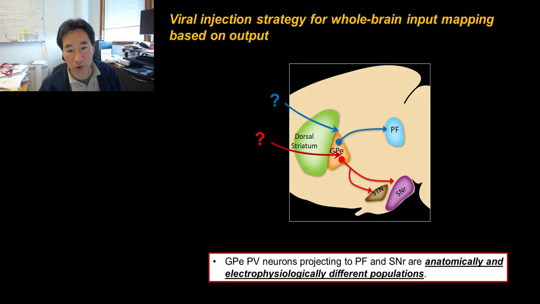So one more step forward, because we know that there are two different populations projecting to different targets that may belong to different anatomical organization, but our study also showed that these two neurons actually have different electrophysiological properties. So it looks like they are different anatomically and functionally. So we thought that they may belong to different brain-wide circuitry, right? So we used another viral tool.